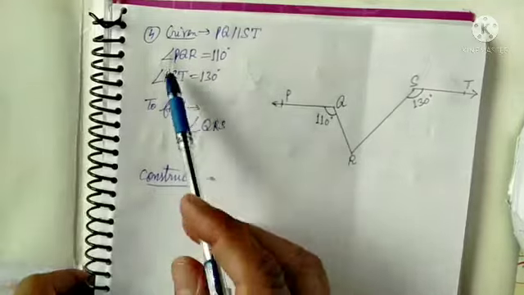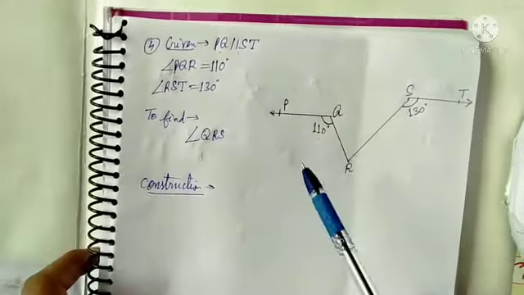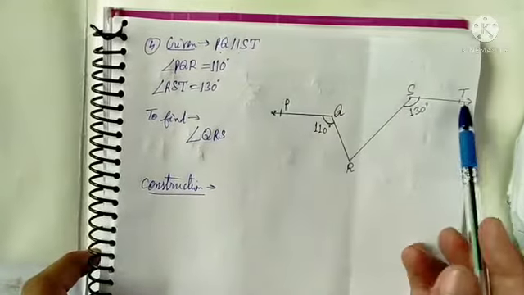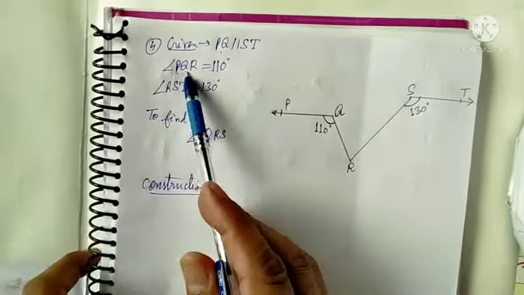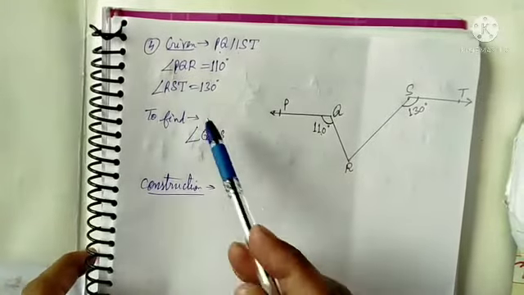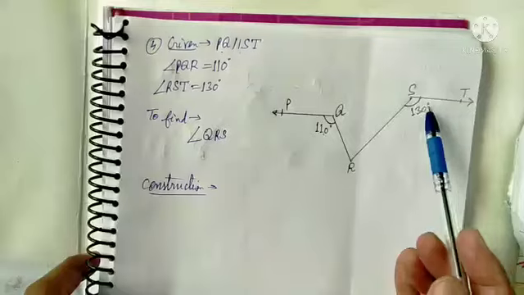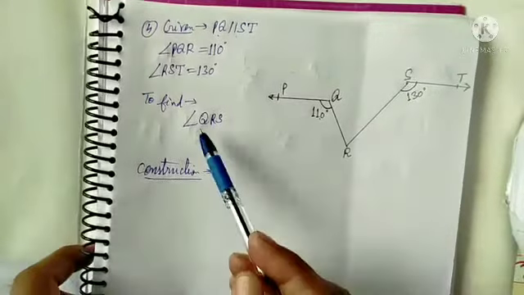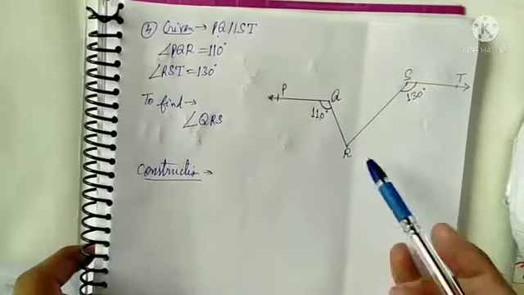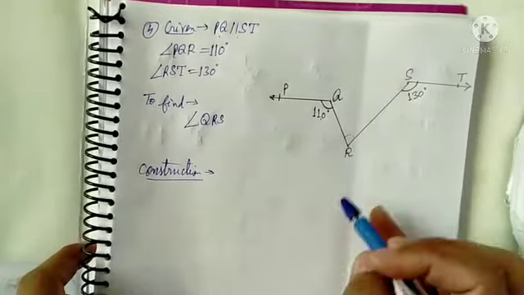Question number 4. Given PQ is parallel to ST. This is given, PQ parallel to ST, and angle PQR is 110 degree, and angle RST is 130 degree. To find angle QRS, means QRS we want to find out this angle.